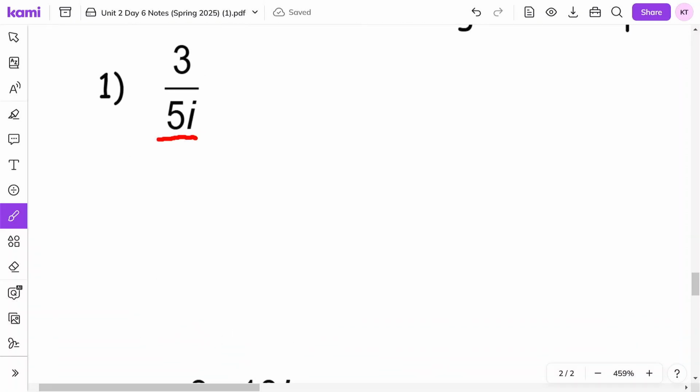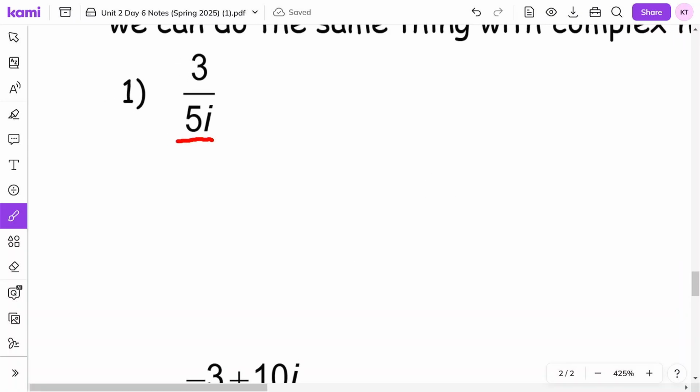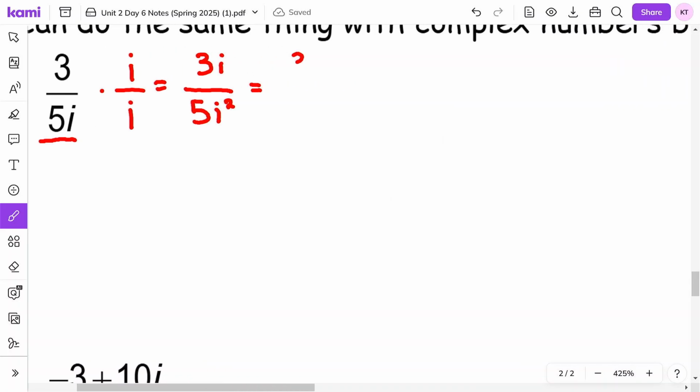So 3 divided by 5i. In the case where we only have one term in our denominator, with our number times i, or maybe even just i itself, we just have to multiply both our numerator and our denominator by i. So 3 times i will give me 3i. And then 5i times i will give me 5i squared. Using our powers of i, 3i is going to stay the same, but i squared is equal to negative 1.